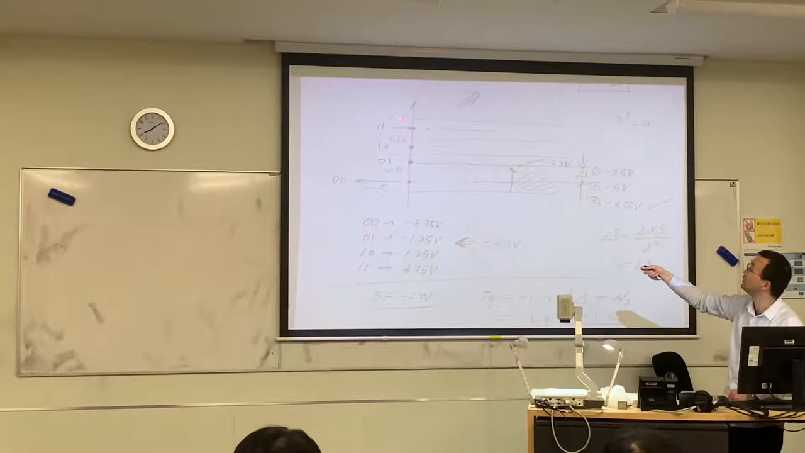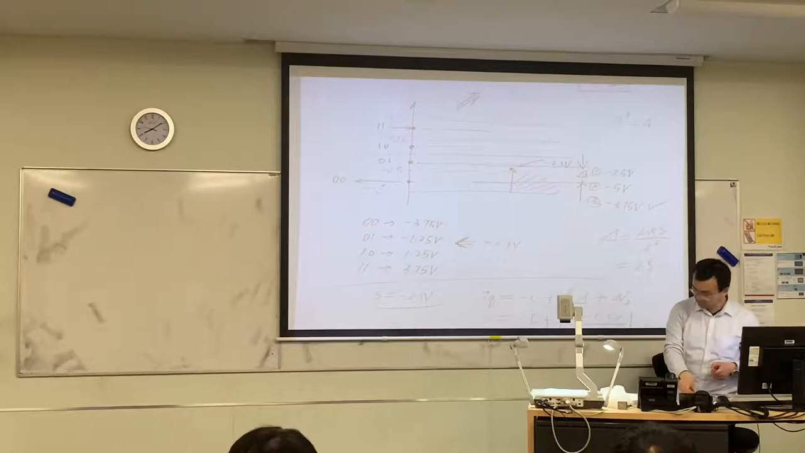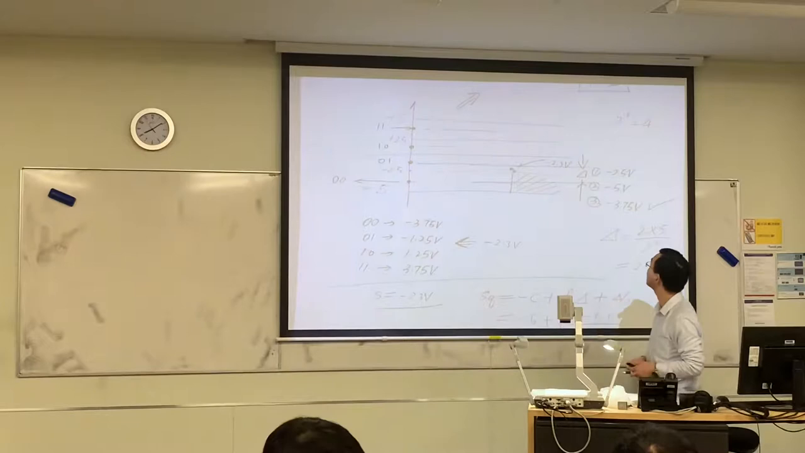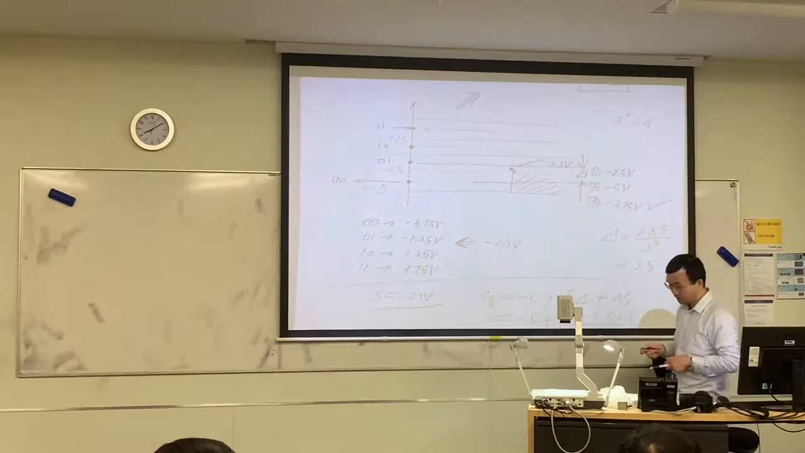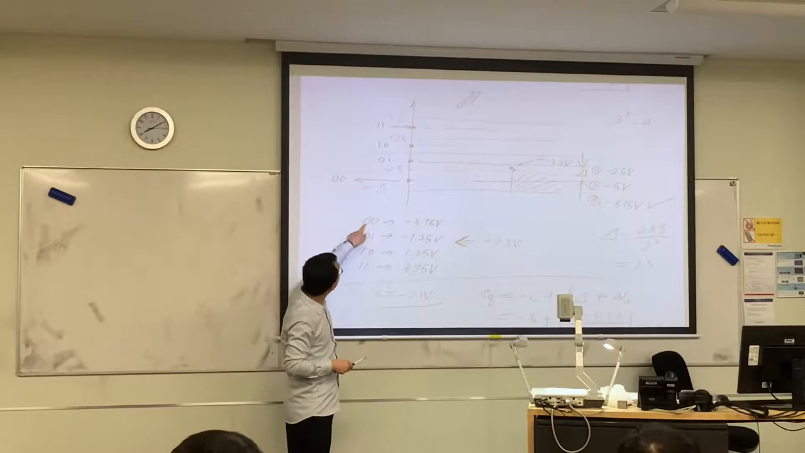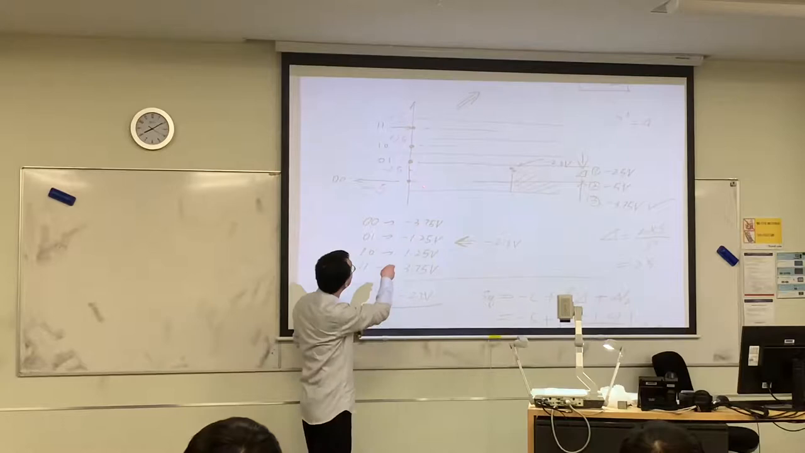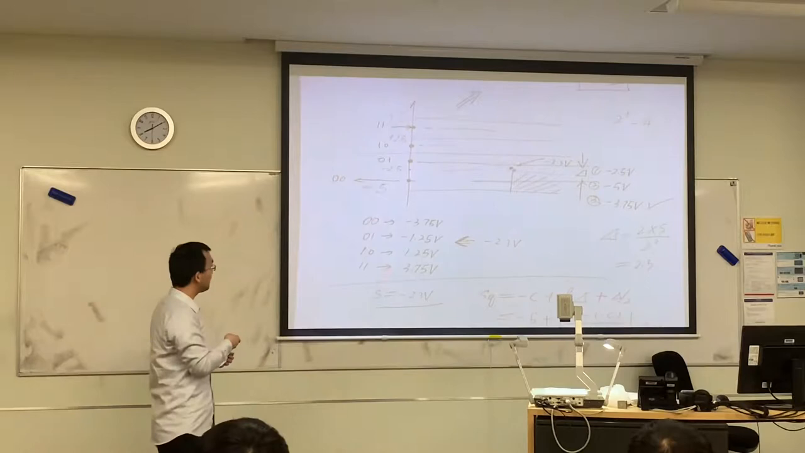Whenever a sample point falls in an interval, like -2.3, we will round it towards the center of the corresponding interval. As I mentioned, we are using 2 digits for this one. For the lowest, 00 will denote the center of this interval, which is -3.75 volts. Then 01 will be -1.25 volts, 10 is 1.25, and 11 is 3.75.